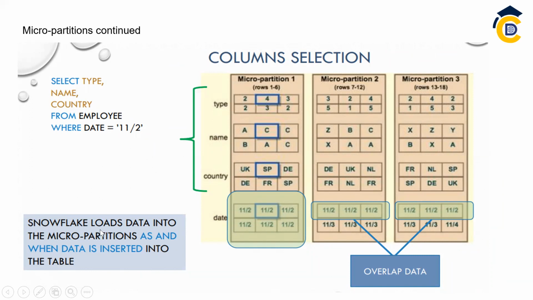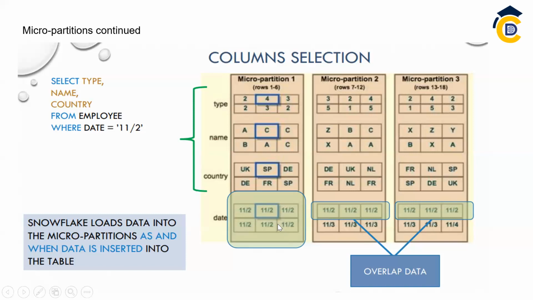Okay. Snowflake loads data into the micro partitions as and when data is inserted into the table, right? That's what I just mentioned, and also in the last class, that as per the data you have inserted, you are inserting the rows one by one. That gets inserted into micro partitions as it is, one by one. That is it. There's no other way Snowflake does it. That is the default way Snowflake will load data into micro partitions. Okay, yes, but you can change that, and we'll see later how we can do that.